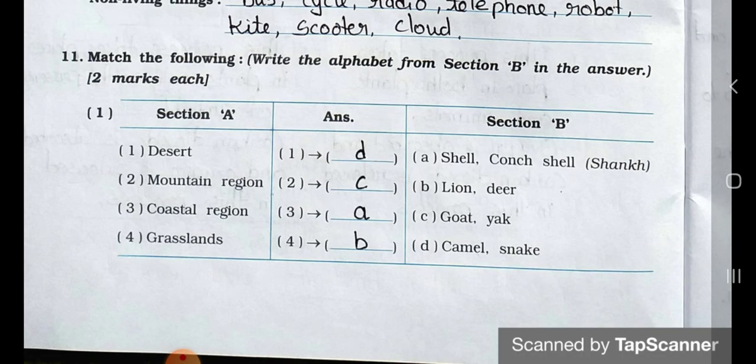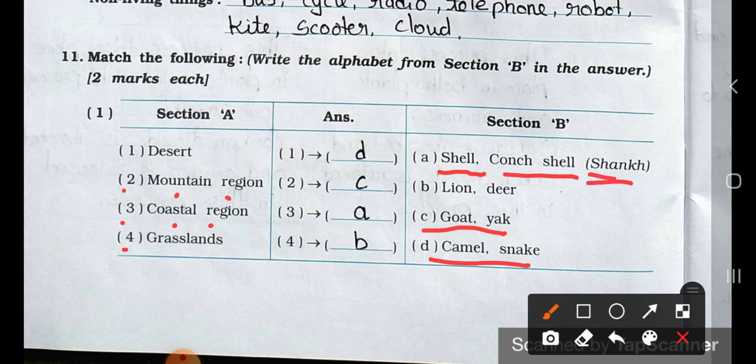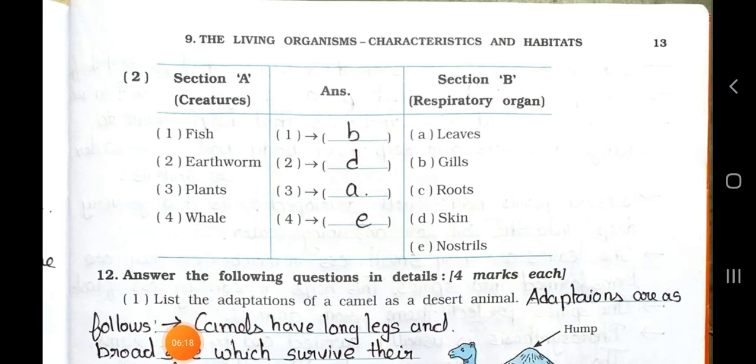Desert matches with D, camel and snake. Number 2, mountain region, matches with goat and yak. Goat and yak we will see in the mountain region. Number 3, coastal region. In the coastal region we find shell, conch shell, sank. Conch shell means sank. Number 4, grassland. Grasslands, lion and deer. Now we will see the next page.